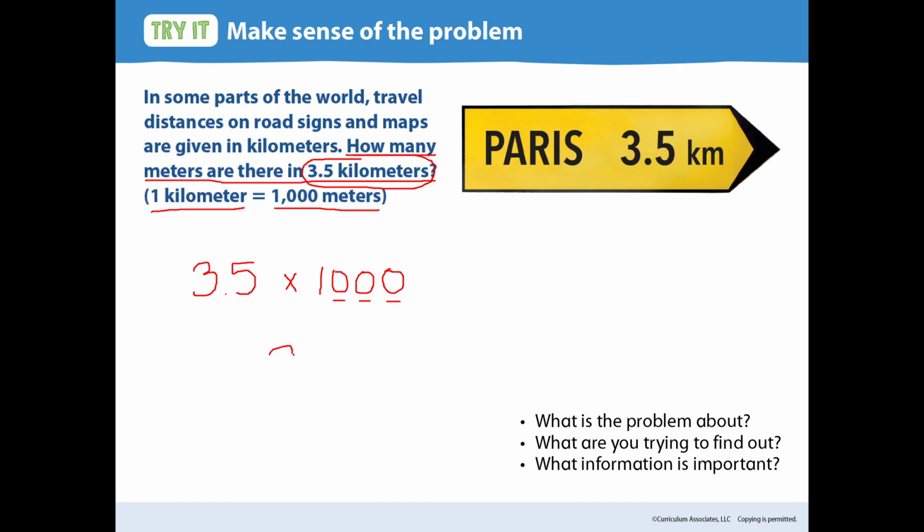times. So here's my 3 and my 5, my decimal's right here, and I'm going to move it 1, 2, 3 places. And I fill in those blank spaces with a 0. So here my answer is 3,500, and I'm converting to meters. We want to make sure we don't say 3,500 kilometers, because that wouldn't make sense. 3,500 meters.